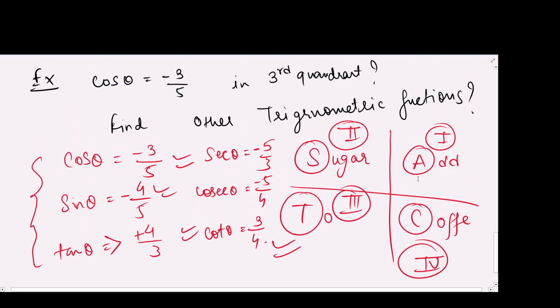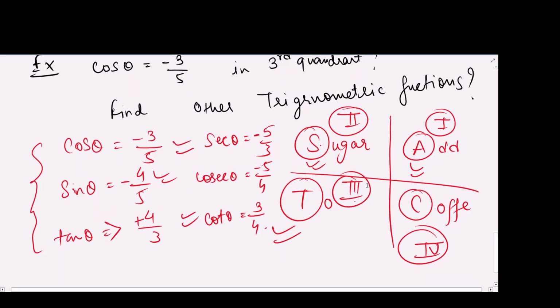So we have to remember this chart, where in first quadrant all trigonometric functions are positive, and in second quadrant only sine is positive, and in third quadrant only tan theta is positive, and in fourth quadrant the cosine function is positive. So in the above problem it is mentioned that cos theta is minus 3 by 5, which is in third quadrant. So cos theta will be negative and sine theta will be negative. Only tan theta will be positive.